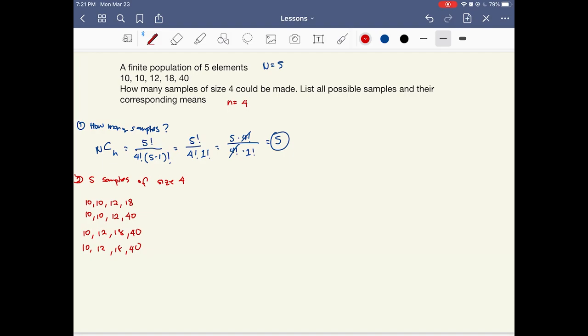So, to avoid confusion, I'm just going to redo it. You might be wondering, sir, why is the 10 repeating? I'm going to correspond each sample with a letter. I'm going to call them A, B, C, D, E. So, of course, I'm going to have A, B, C, D. A, B, C, E. A, B, D, E. B, C, D, E. And A, C, D, E.